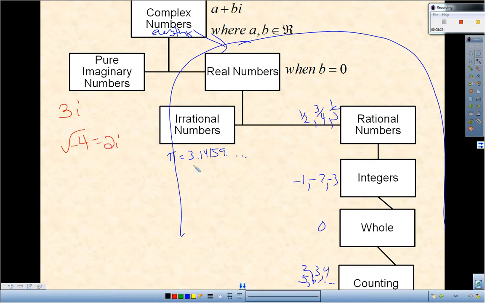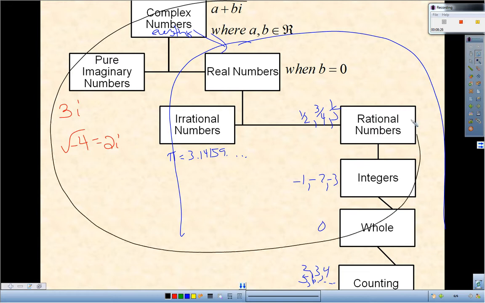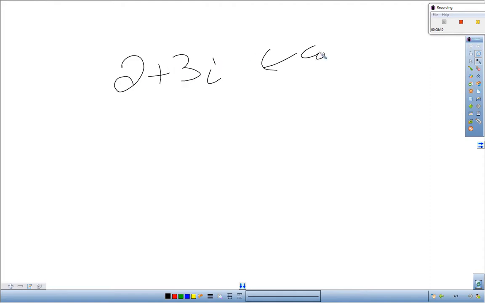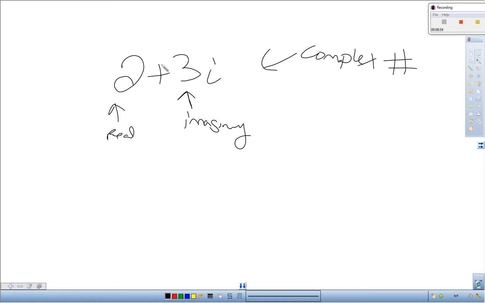But when you talk about everything, a complex number is that combination of real plus imaginary. So a complex number is written in the form a plus bi. For example, 2 plus 3i is a complex number, not because it looks difficult, but just because it has a real part, the 2, and an imaginary part, in this case, the 3. So that's what we consider a complex number.